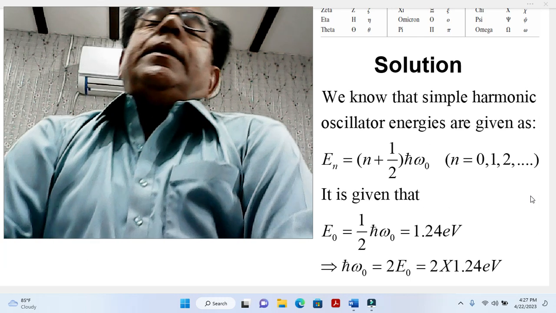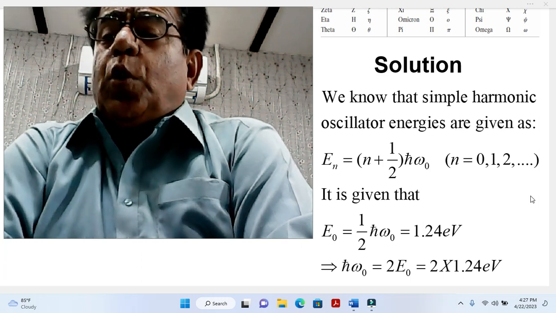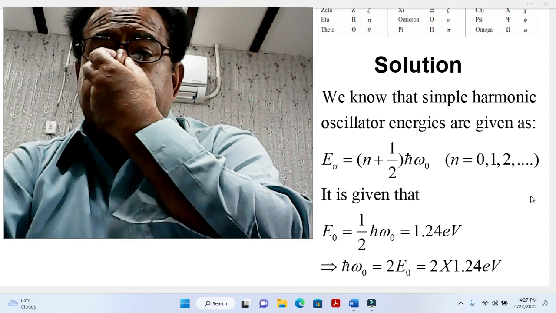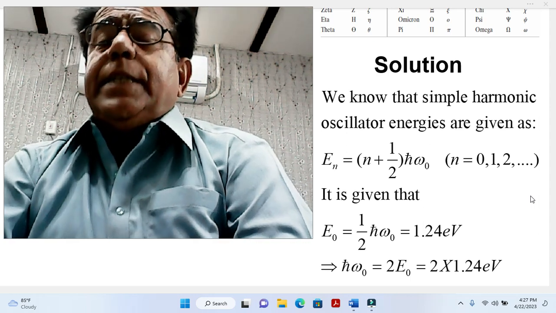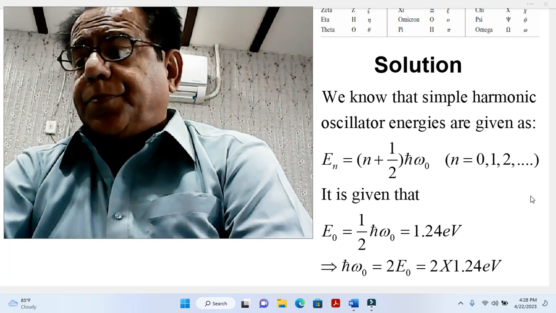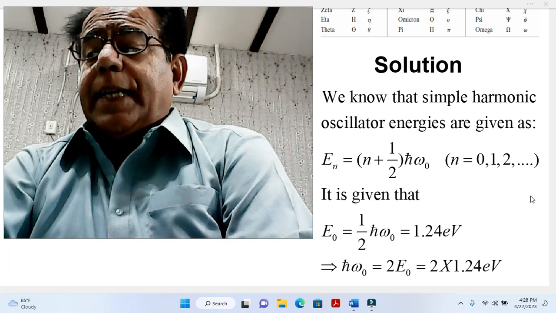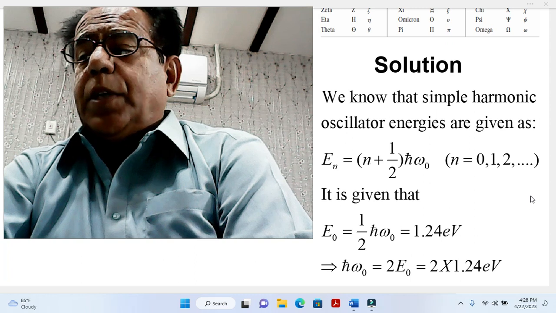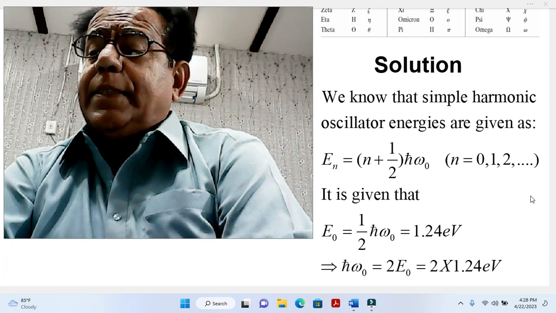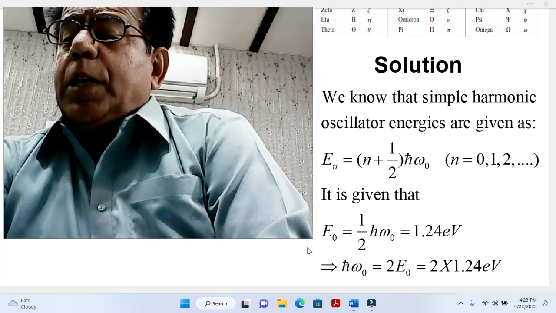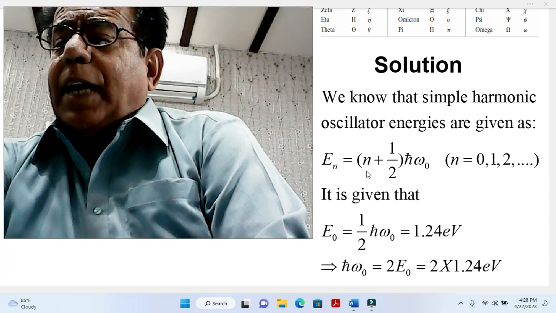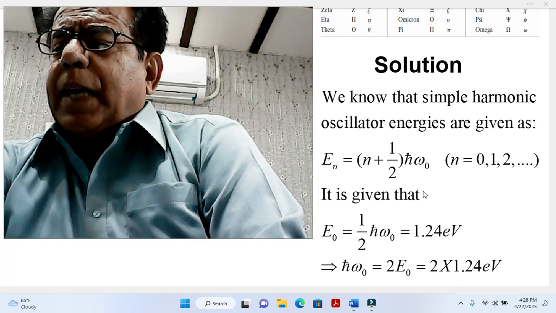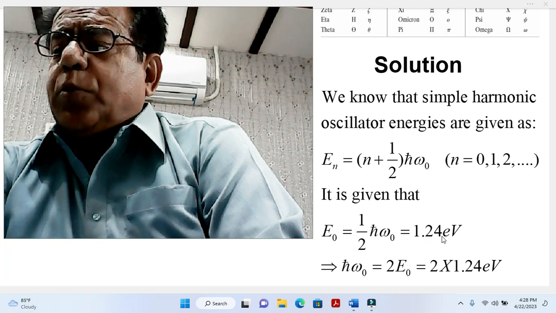Okay, that is to say the value of n equal to 0 is the given ground state, while we have to calculate E1, E2, E3, E4. It is given that E naught is equal to half h cut omega naught, which is equal to 1.24 electron volt. This is given in the statement. For E naught, because n is equal to 0, we will not write 0 here. It will simply become half h cut omega naught, and its value is given as 1.24 electron volt.